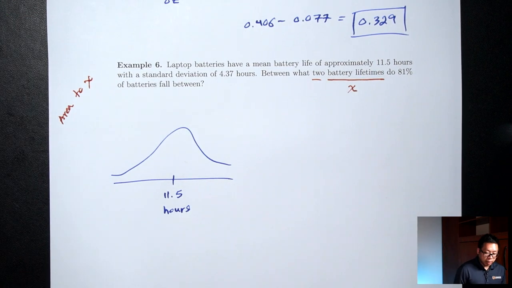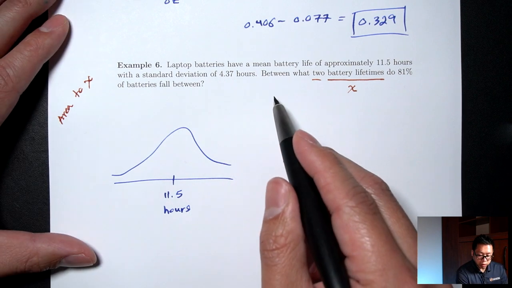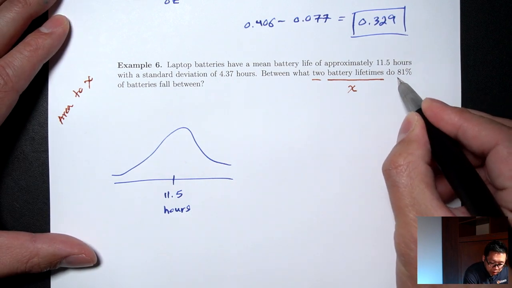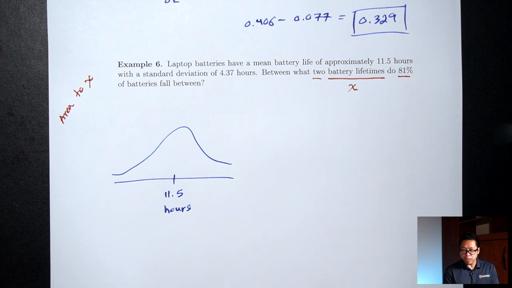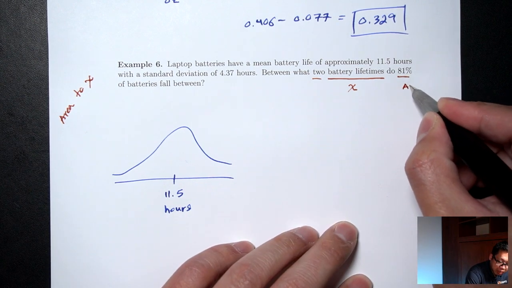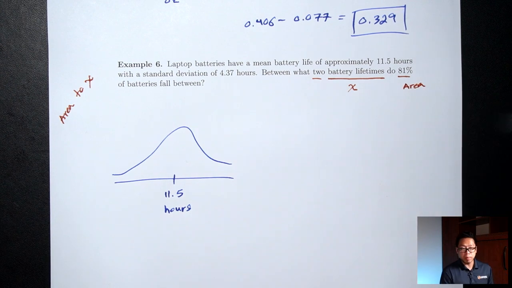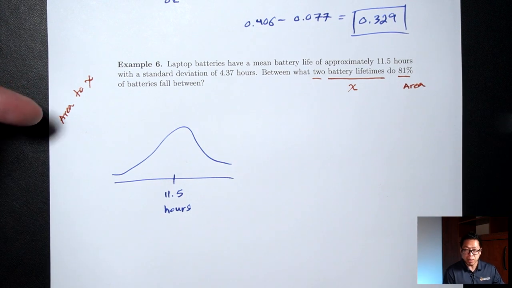Another way to think about it is, what am I giving you in this last question? I'm giving you this 81%, right? Percent, one of those P words that stands for area. I'm giving you an area to start. So it has a start of area, so area to x.